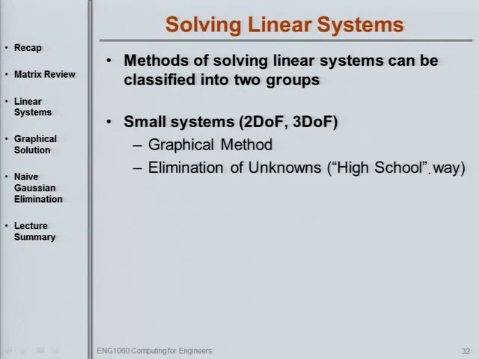So what I'm going to say here is that small systems are things which have less than 3 degrees of freedom, less than 3 unknowns. Okay? Well, less than or equal to.